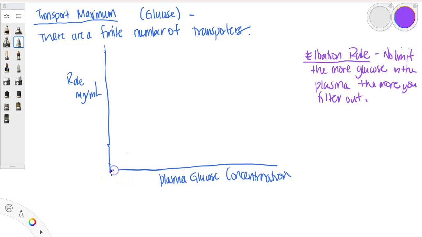All right. So this goes up, up, up, and it just continues to go up. As long as it's in the blood, it's going to come out. Okay, there's no limit. It's just going to keep going. All right.